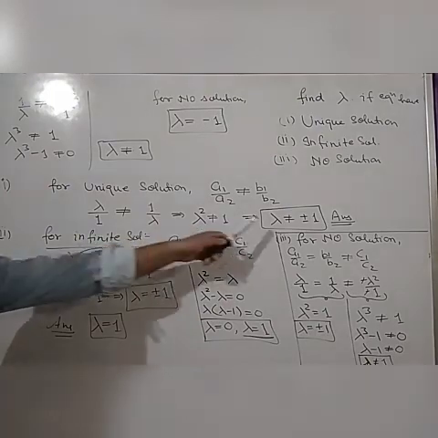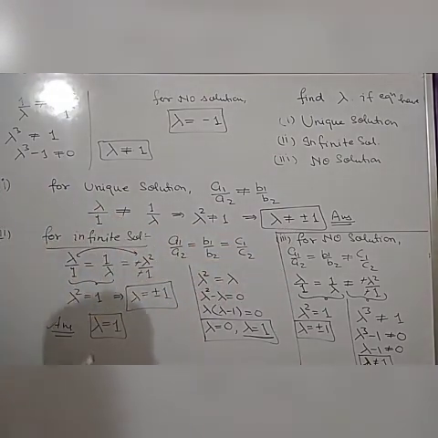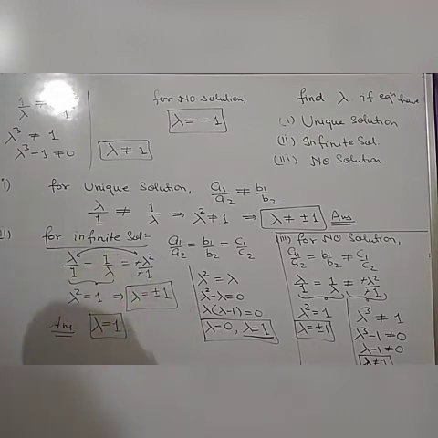So for lambda equal to minus 1, there will be no solution. For lambda should not equal to plus minus 1, there will be a unique solution. And for lambda equal to plus 1, there will be infinite solution. Okay, so it is the most important question. Note it down.